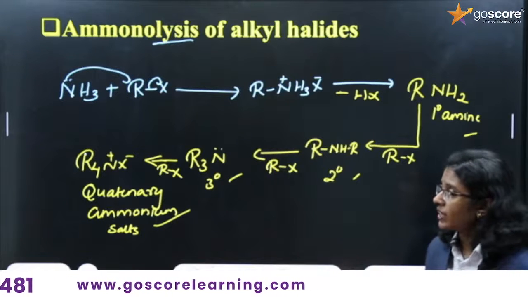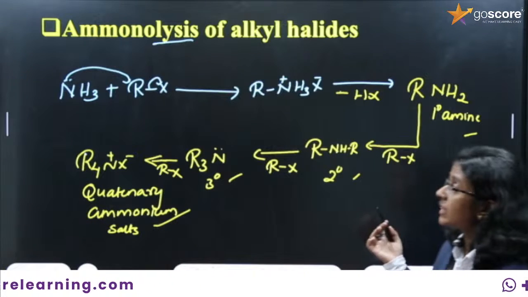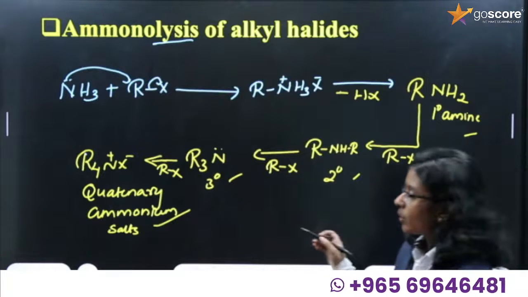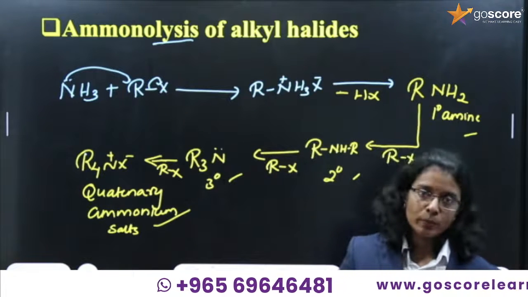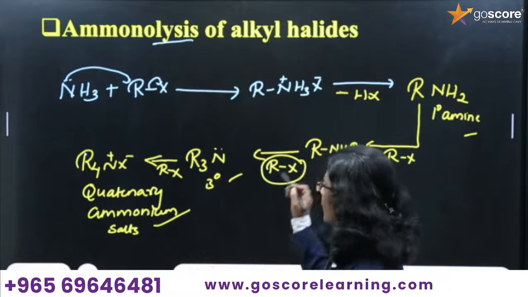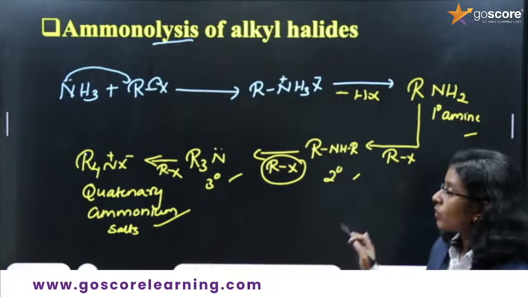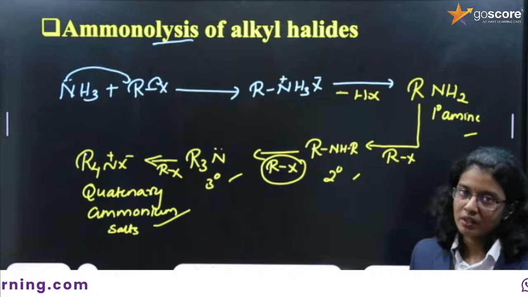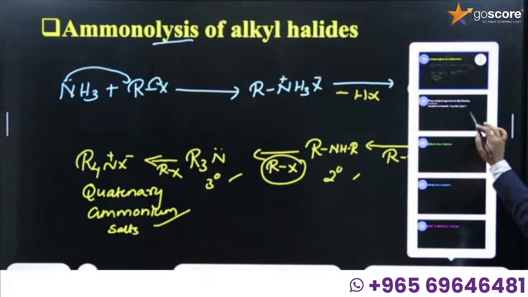Again, another question is: how will you get a good yield of primary amine? By taking excess of ammonia, you will get a good yield of primary amine. If you are taking alkyl halide in excess, you will get a mixture of amines. So we have to take excess of ammonia, then we will get primary amine. I hope this is clear for you.